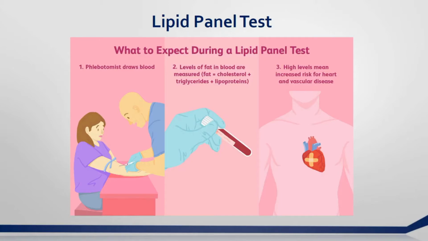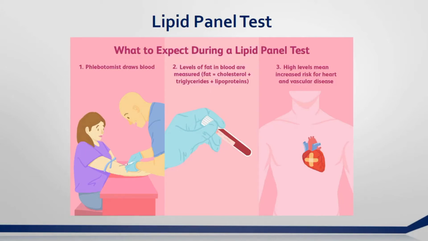Lipid panel test. What to expect during a lipid panel test. 1. Phlebotomist draws blood. 2. Levels of fat in blood are measured. Fat equals cholesterol plus triglycerides plus lipoproteins. 3. High levels mean increased risk for heart and vascular disease.